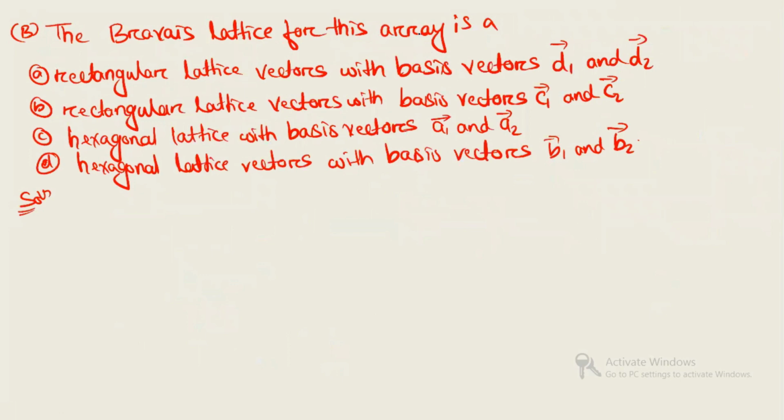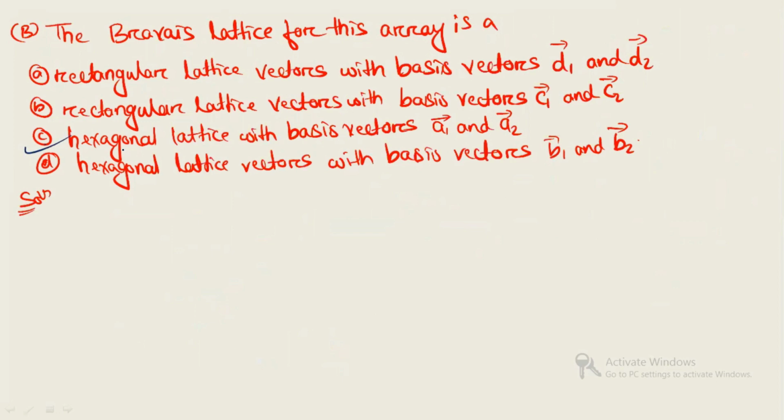Here it is said the Bravais lattice for this array is what? So it's very clear. In this case, the Bravais lattice for this array is the hexagonal lattice, right? With basis vectors A1 and A2. So these are very easy questions.